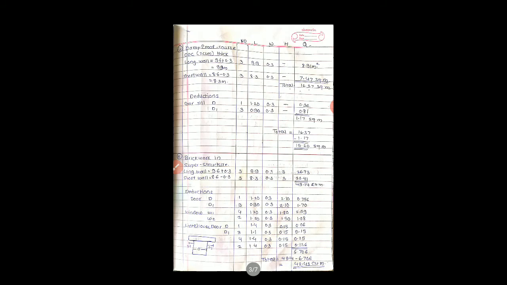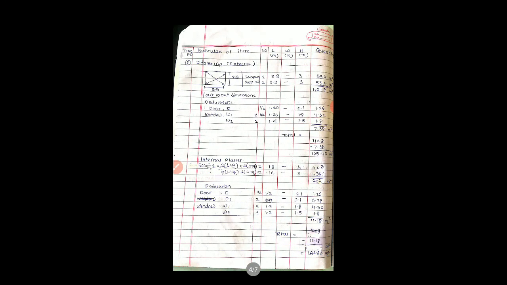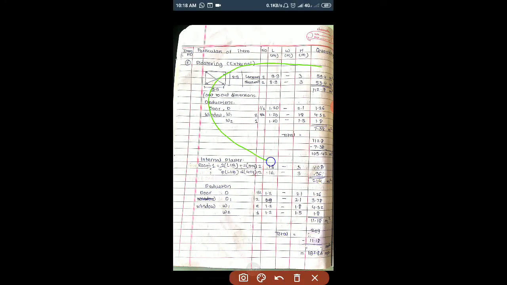We will consider this long wall short wall method for earthwork, rubble masonry, PCC bed, then the DPC course and brickwork. For the calculation of plastering work and flooring work we don't have to consider any method. We have done it by simple calculations, simply considering perimeter and height. We have not considered any walls here, so these methods are not applicable for plastering and flooring work.